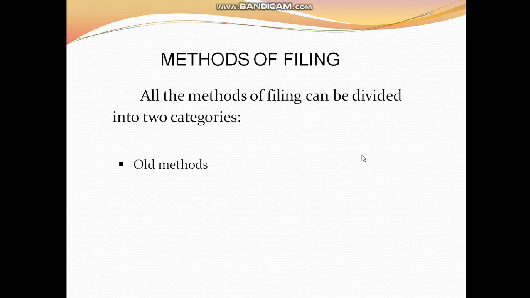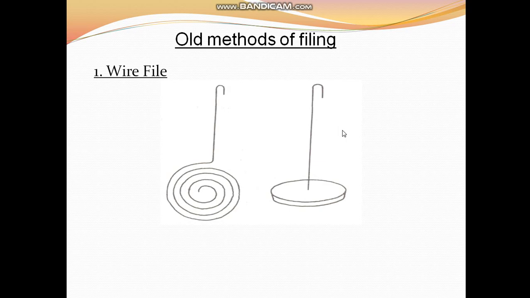In this class I am going to explain methods of filing. In the last class we saw the objectives of filing. Methods of filing are divided into two categories: old model methods and modern new model methods. One of the old methods of filing is the wire file.